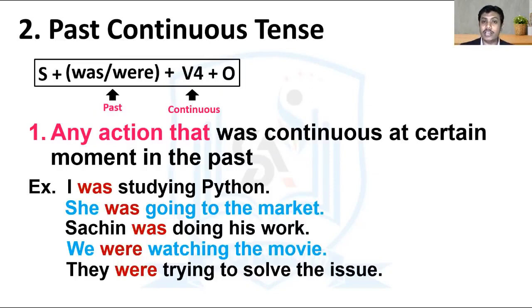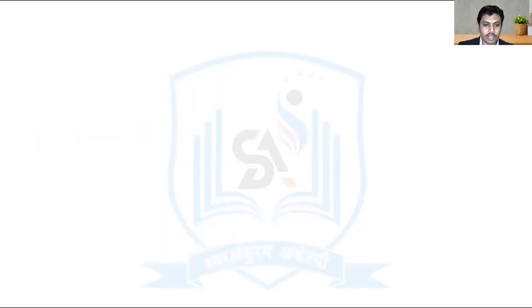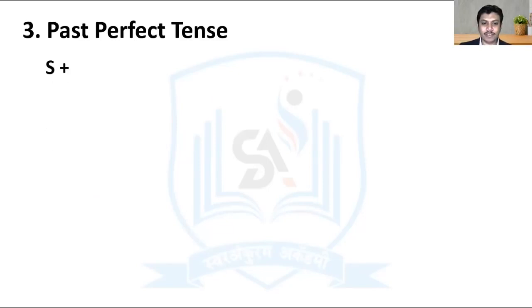Sachin was doing his work. She was going to the market. We were watching the movie. They were trying to solve the issue. Simple sentences. Whatever the activity that was going on at any specific moment in past, we will use past continuous tense. Okay. Now, let's try to understand past perfect.